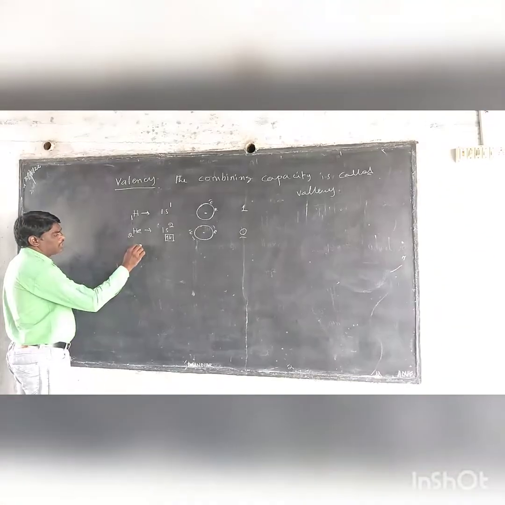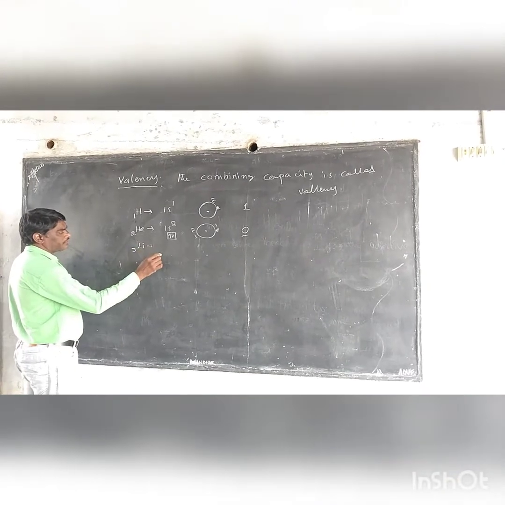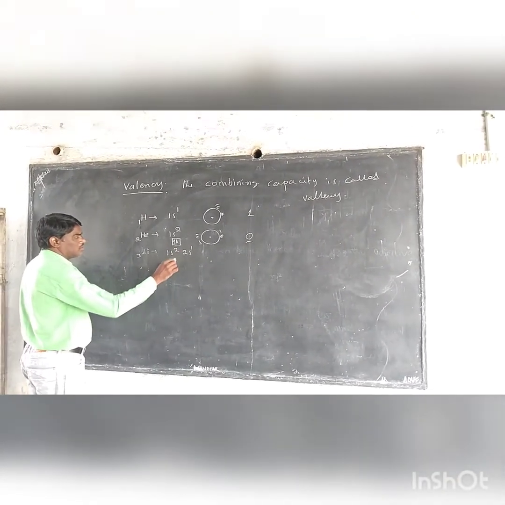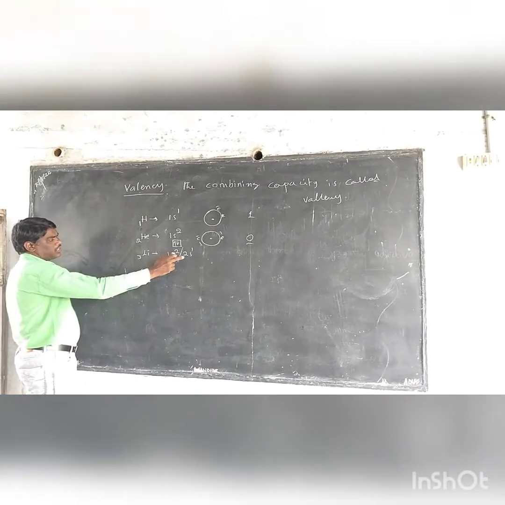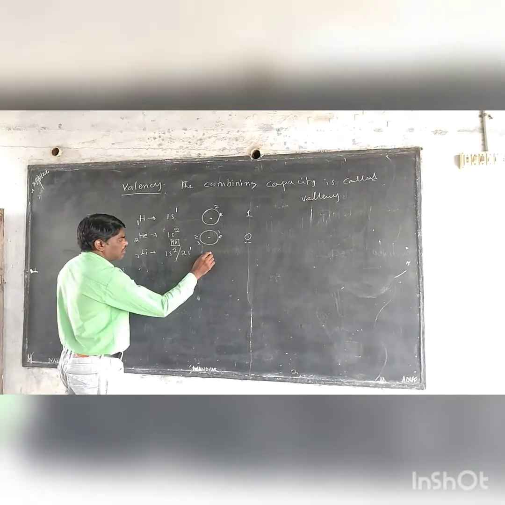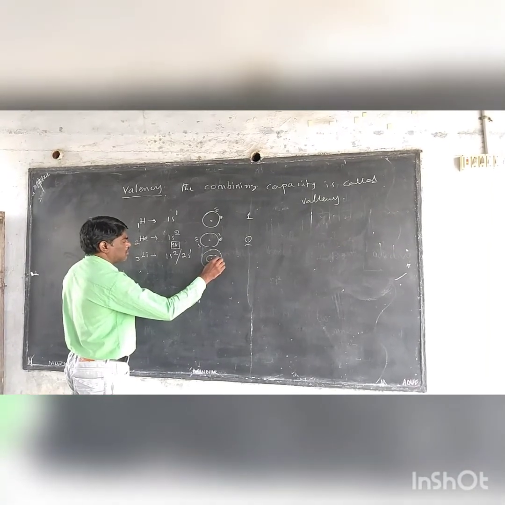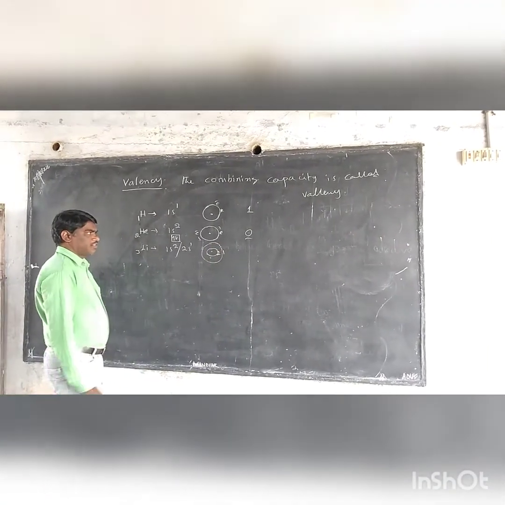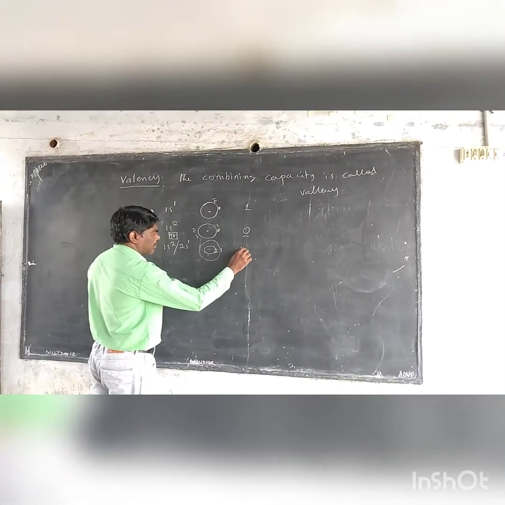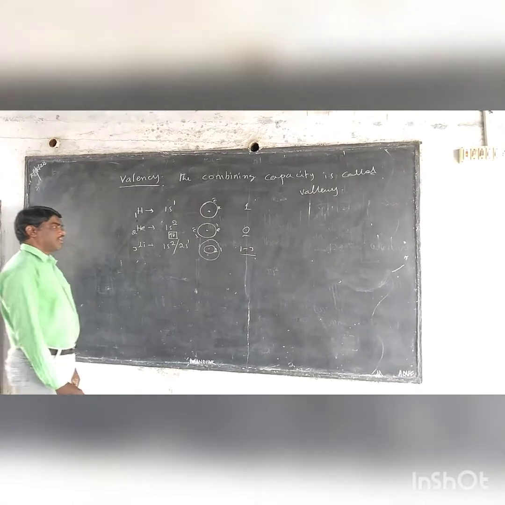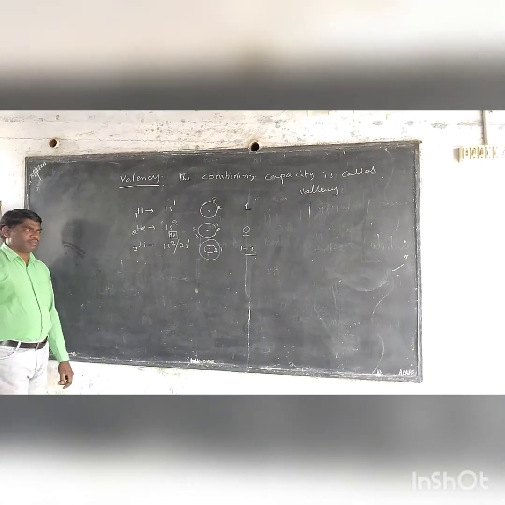So atomic number 3, lithium, electron configuration 1s2, 2s1. So first shell 1s2, second shell 2s1. So lithium has 2 shells, the first shell with 2 electrons and the last shell with 1 electron. The valency is plus 1, plus 2 and plus 3. That's why you can write Li plus 1, Li plus 2, Li plus 3.